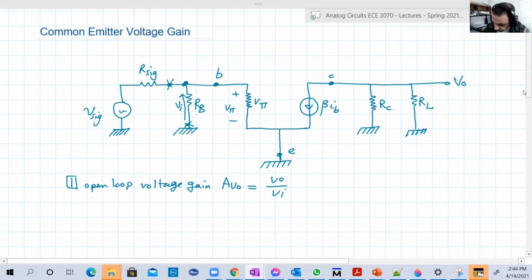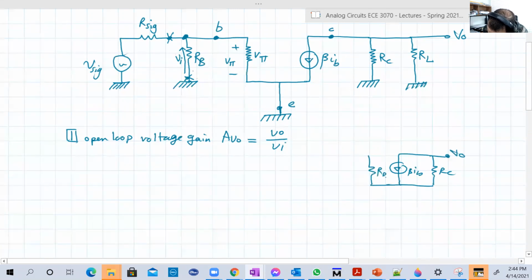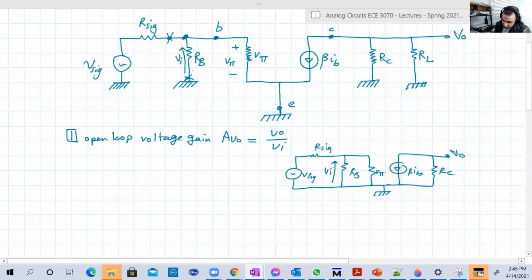Let us draw the circuit without considering the load. So RC, beta IB, VO in here, RB, our signal, and here is VI. I forgot RBI. So this is RBI, then RB, then our signal V signal. Here is VI.